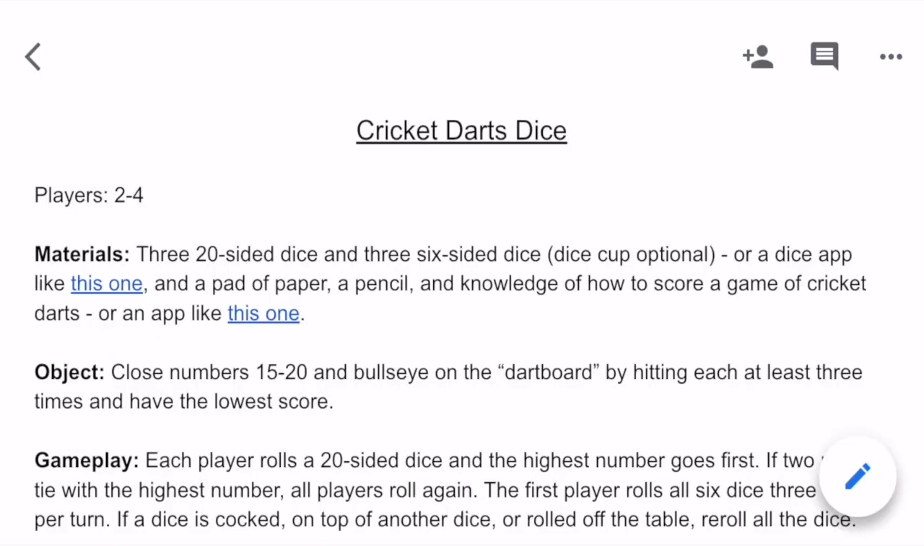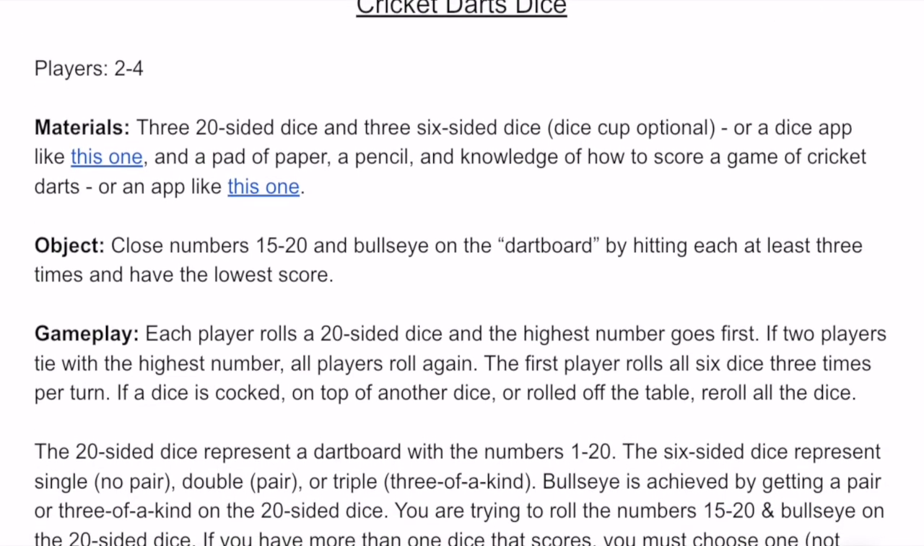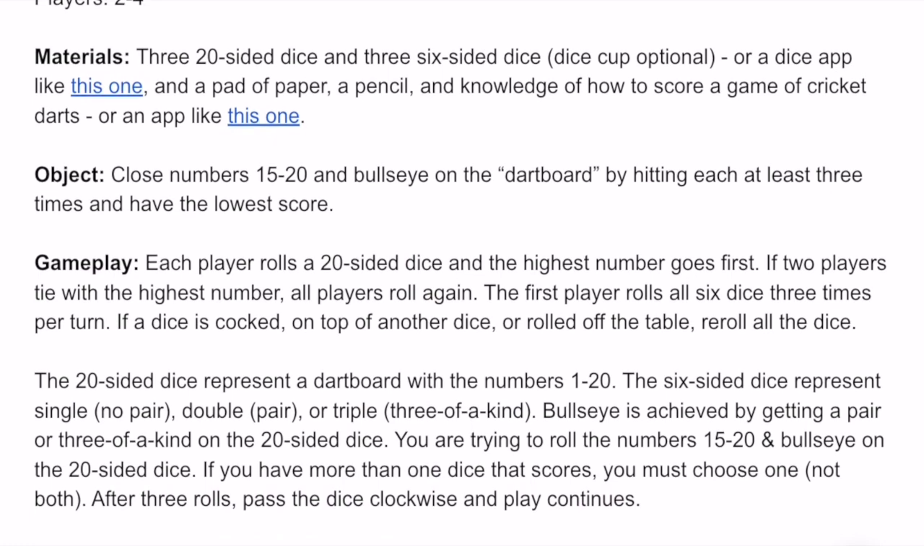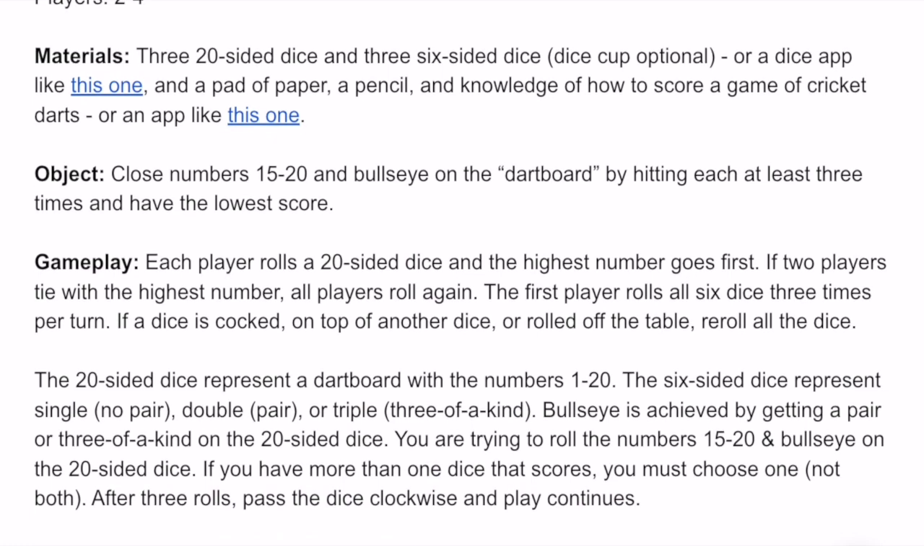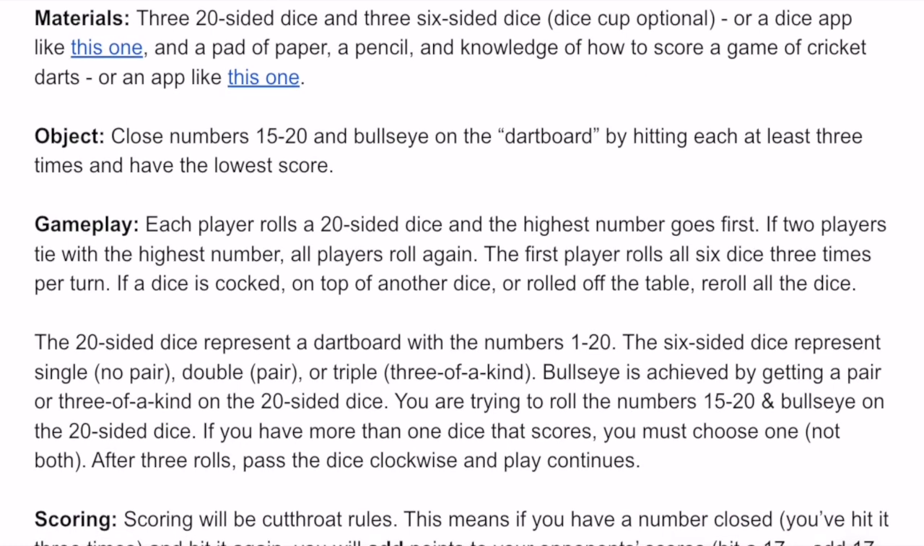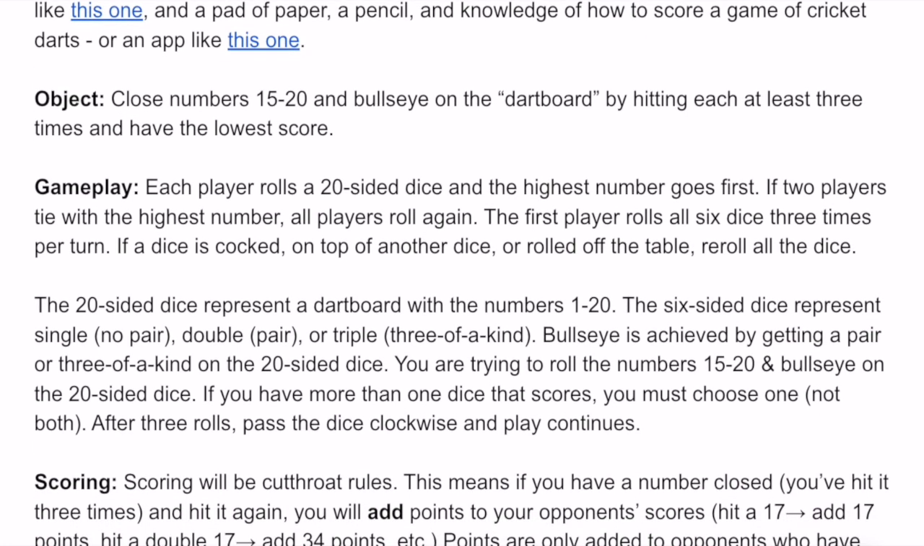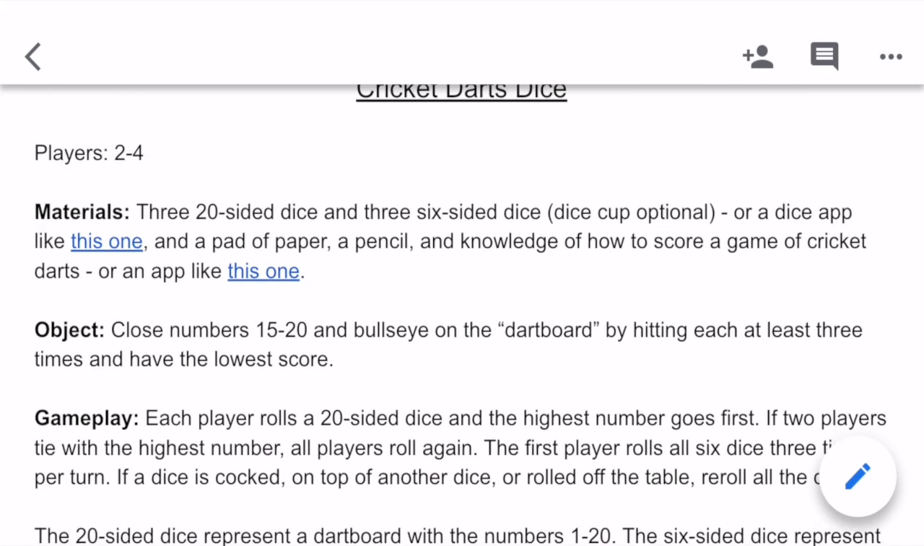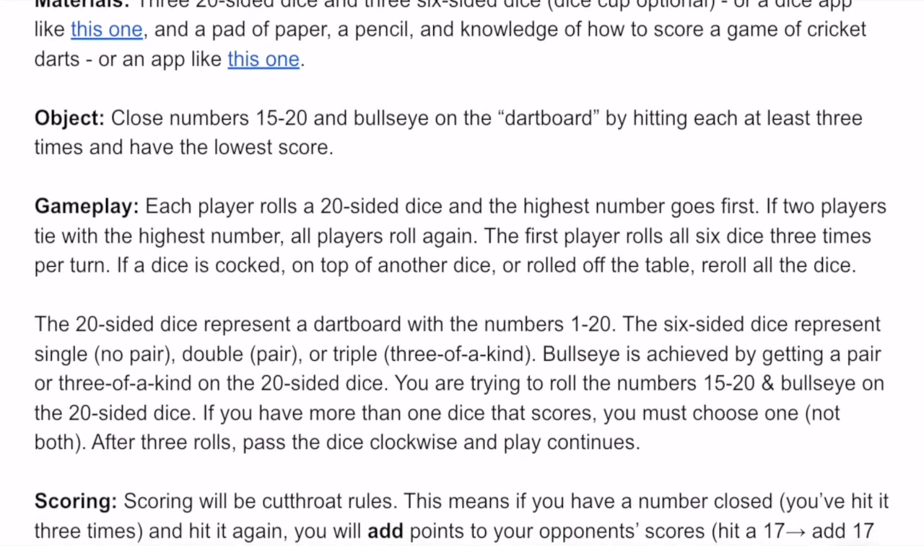Today's video, Cricket, Darts, Dice. This game is for 2 to 4 players, and what you'll need are 3 20-sided dice and 3 6-sided dice. With that many dice, you can always have a dice cup. Then you'll need a pad of paper, a pencil, and you'll need to know how to score a game of cricket. I also have apps for all of these materials that I will link in the description.